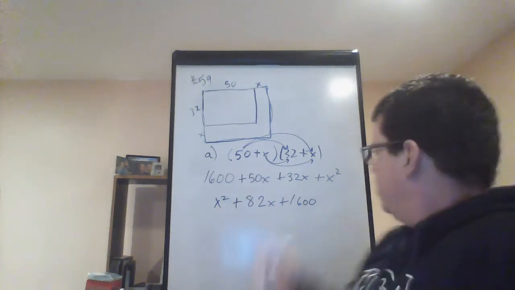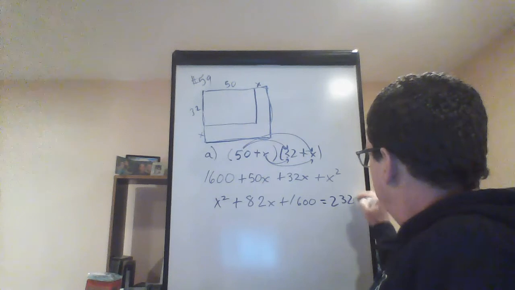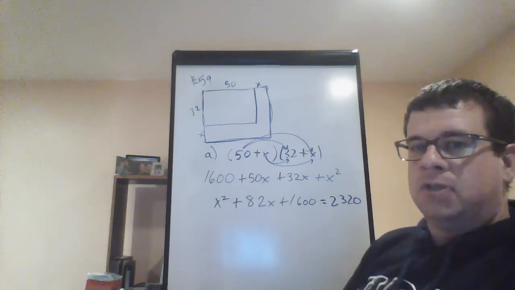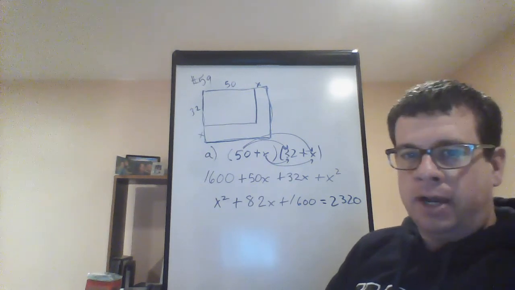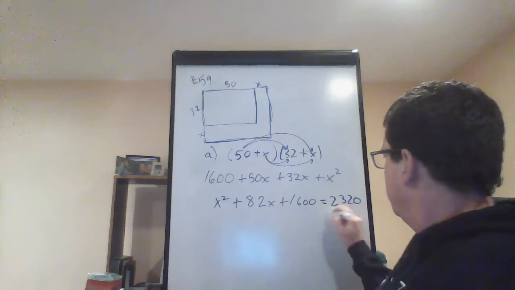Part B said, okay, that area is 2,320. So I'm going to take that polynomial and set it equal to 2,320. And they said, solve this for x. Well, I've got my polynomial. I'd like it equal to 0.